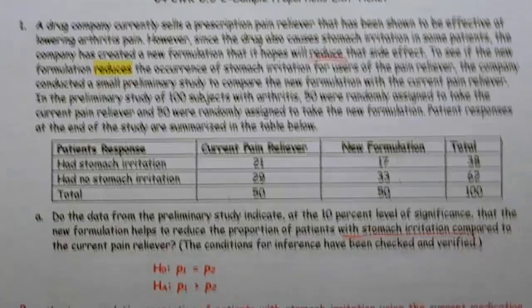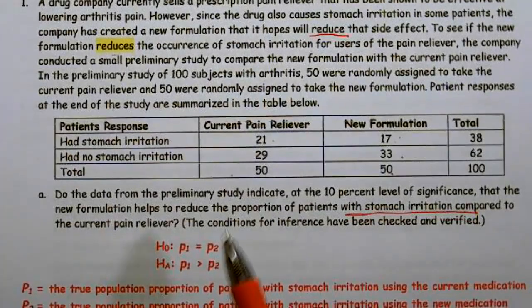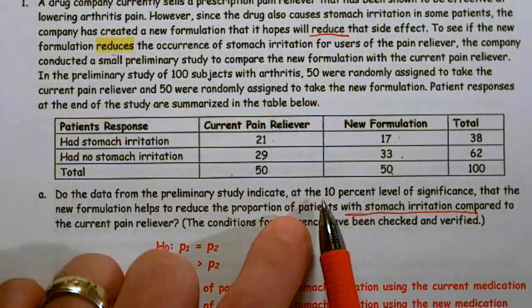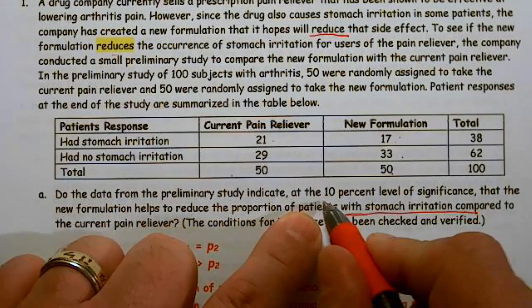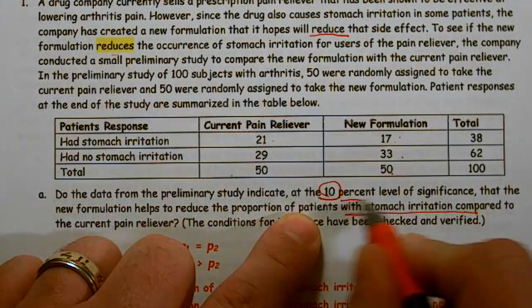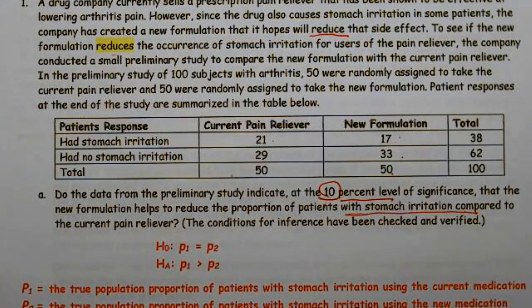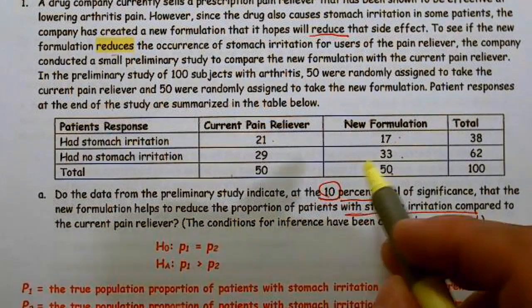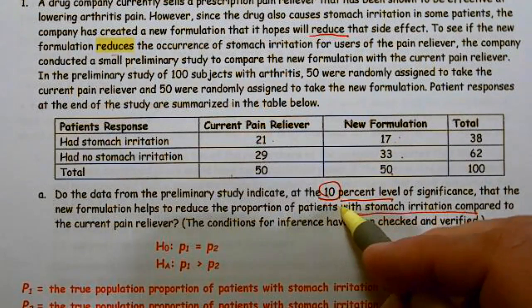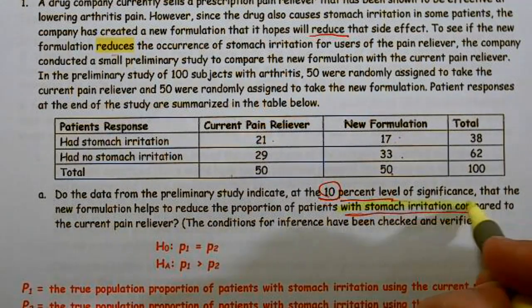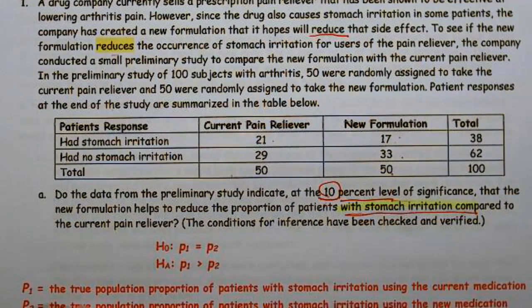Then it says, do the data from the preliminary study indicate at the 10% level, so we have our alpha level right here, of significance that the new formulation helps to reduce the proportion of patients with stomach irritation. So this tells us we're focusing on stomach irritation, compared to the current pain reliever. The conditions for inference have been met and checked.